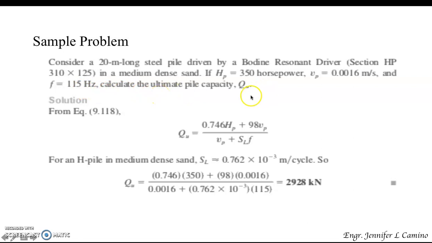So our Q sub U is equal to this equation. So for an H pile in medium sand, based on our given data according to Bowles, S sub L is 0.762 times 10 to the negative 3 meter per cycle. So if we substitute the given values, our Q sub U is equal to 2,928 kilonewtons.